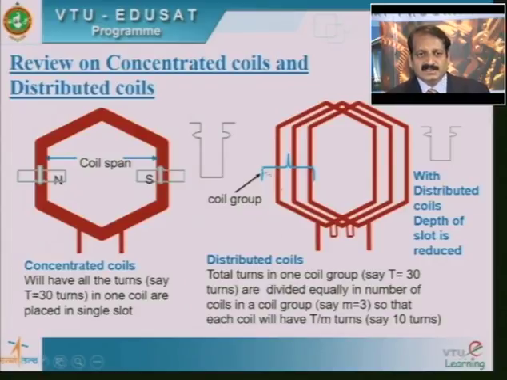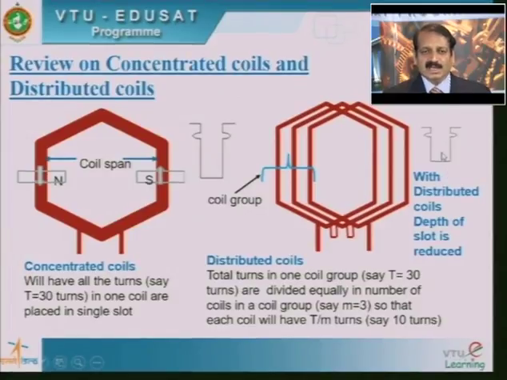In order to accommodate these 10 turns in the slot, you can compare the depth of slot here and depth of slot here. So with the distributed coils, the depth of slot is greatly reduced, and reduction in depth of slot is reducing the leakage reactance effects and reduces the reluctance of the magnetic path, and hence lesser MMF is just good enough in order to maintain the air gap flux. Also the regulation of the alternator is better with the reduction in the depth of slot, because the leakage reactance effect is reduced.